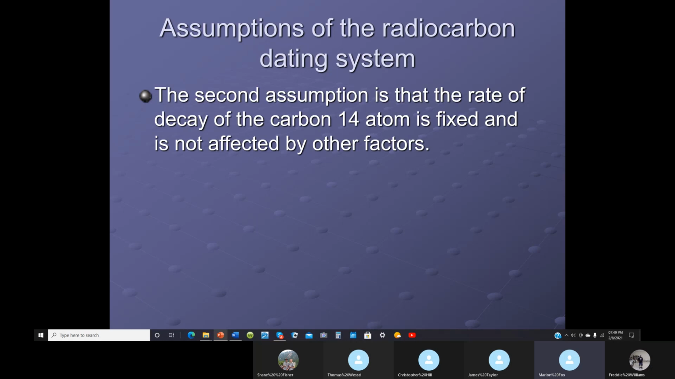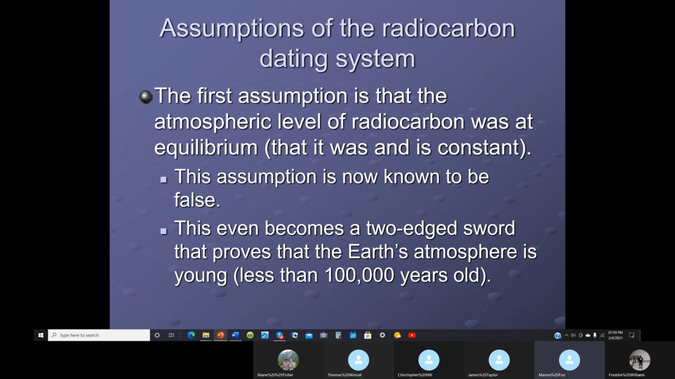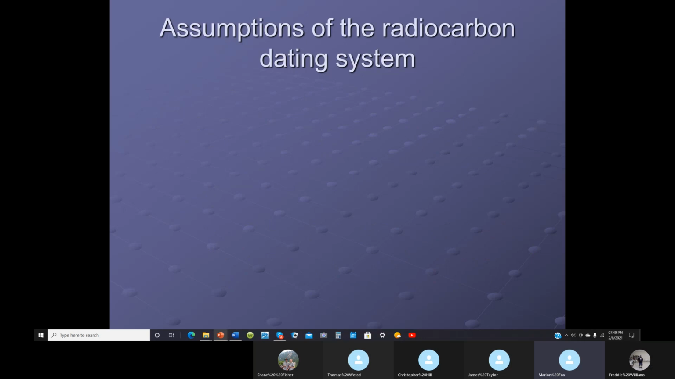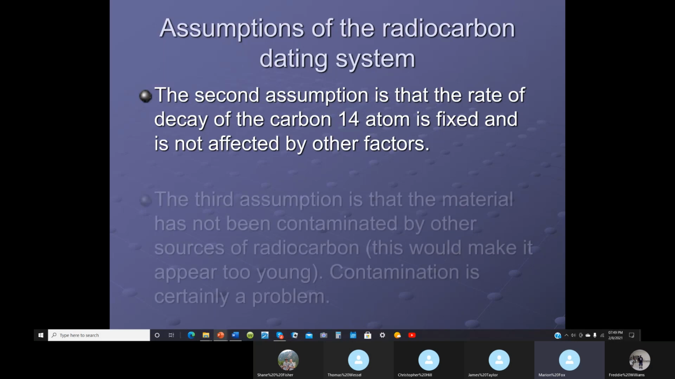There's a difference. The second assumption is that the rate of decay of the radiocarbon atom is fixed and not affected by other factors. Now, that's an assumption that's made, and we'll talk about that later. Any questions? So we got two assumptions. The first one is that it's at equilibrium, and that's known to be false. The second assumption, there is some evidence that this may be false as well, right?